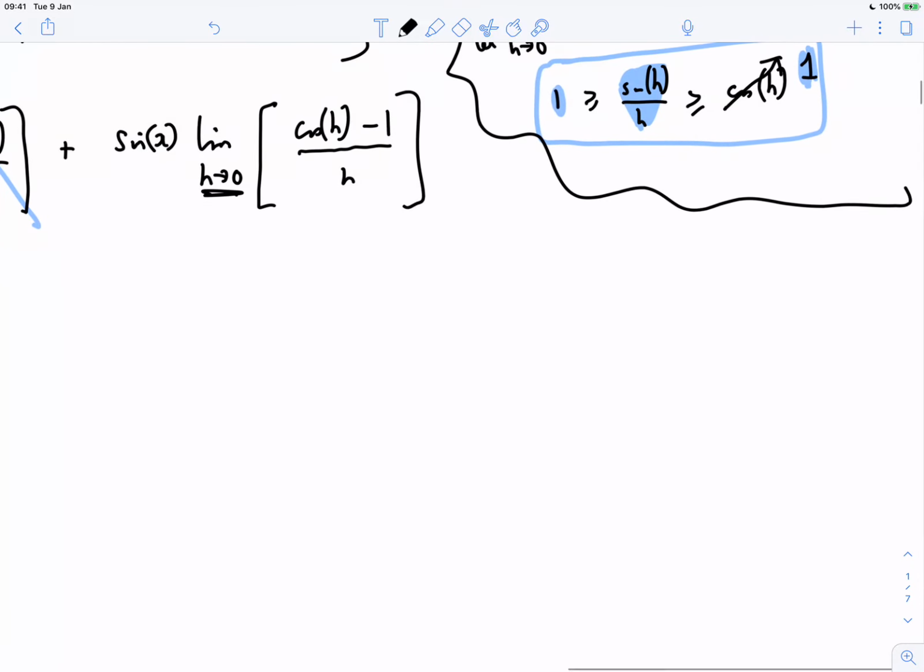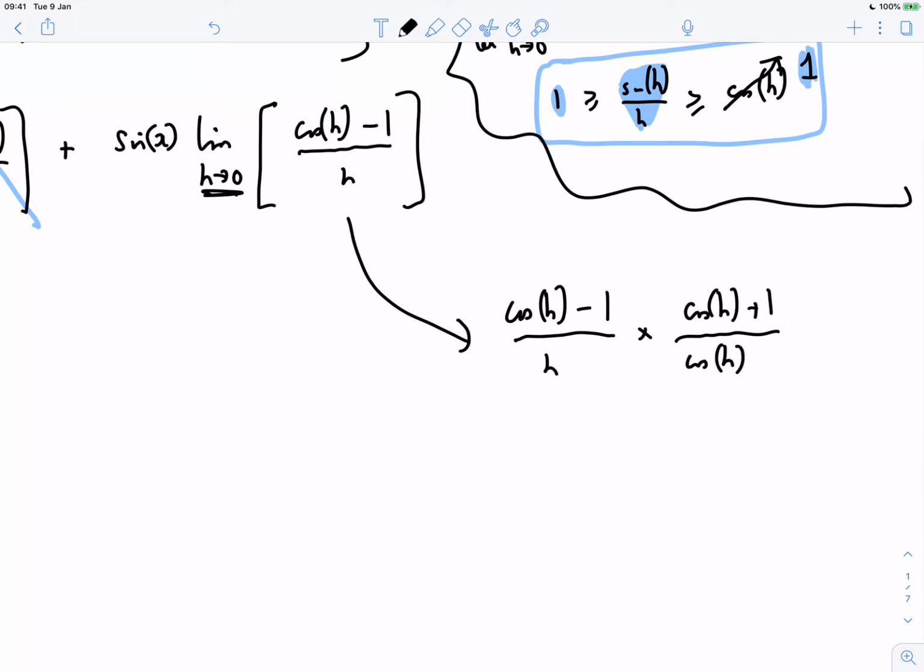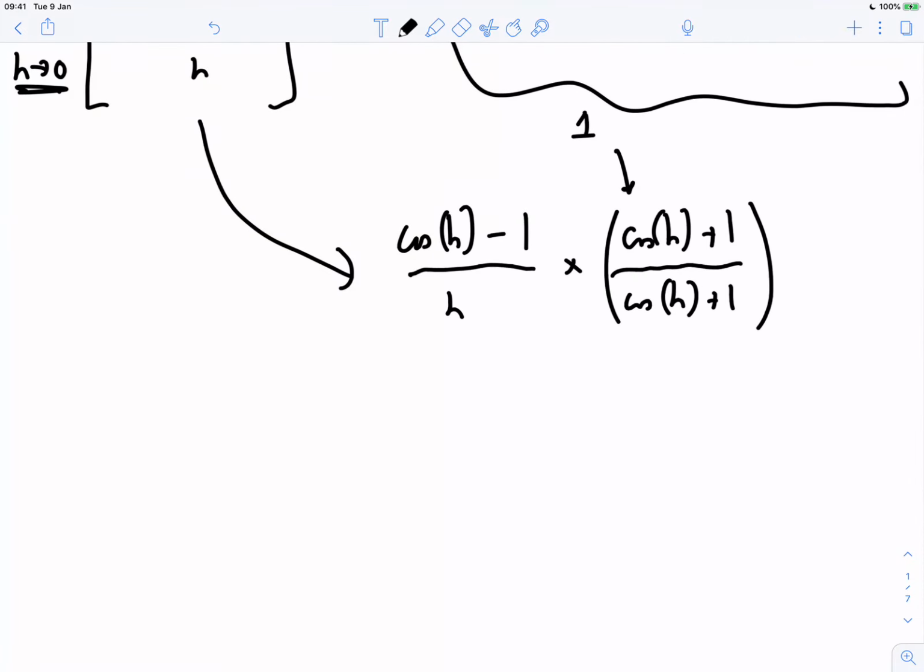And the next part is we're going to have to consider cosine h minus 1 all over h. And the way we're going to do that is we're going to multiply by cosine of h plus 1. And you're going to be thinking, okay, why are they doing this? So cosine of h minus 1 over h, and I'm going to multiply by cosine of h plus 1 over cosine of h plus 1. And by the way, a fraction with the same numerator as denominator is just 1. So multiplying by 1 shouldn't change the result of this. Now, I've got a difference of squares on the top, so I'm going to have cosine squared of h minus 1 on the top. And on the bottom, I'll have h multiplied by cosine h plus 1.